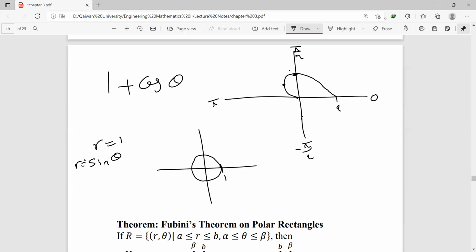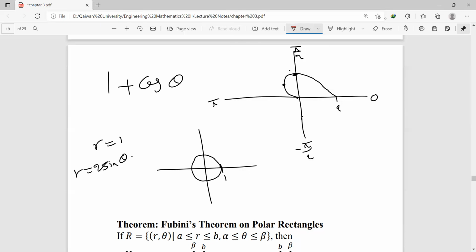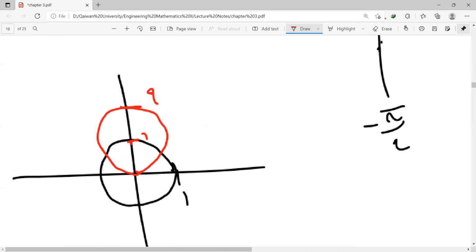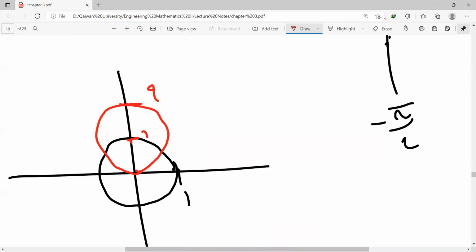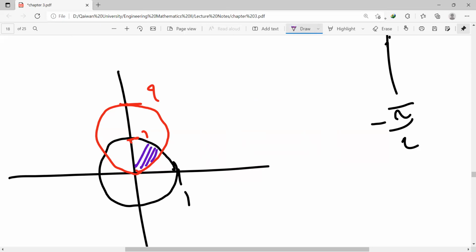And let's say it's 2. And how about r equals 2 sine theta? It's a curve, or it's a circle. Like this. This is 2 and this is 1. So what's the region which is bounded by these two graphs? The region here which is bounded by these two graphs is this one.